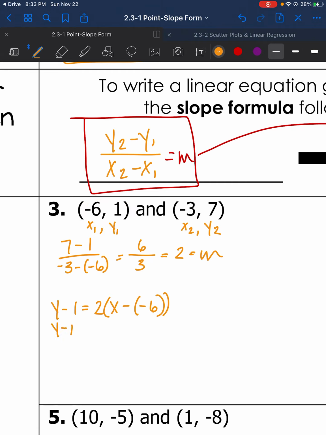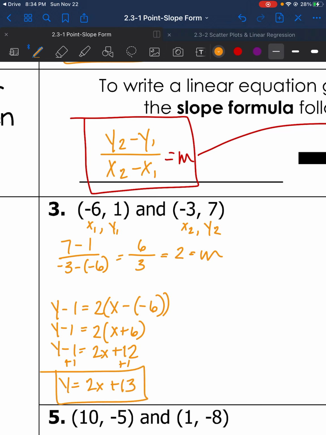Let's do some simplifying. y minus 1 is equal to 2 times x minus negative 6, which is x plus 6. Distributing that 2, we get y minus 1 is equal to 2x plus 12. And then we'll just add this 1. y is equal to 2x plus 13. And there is our formula for the line that passes through these 2 points.